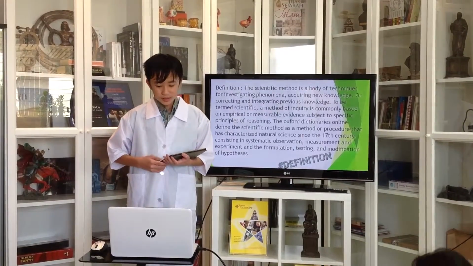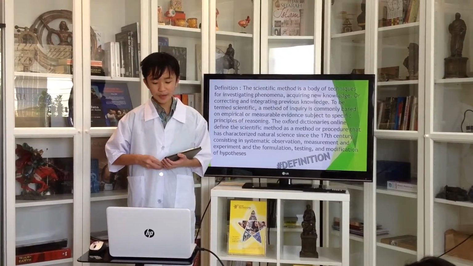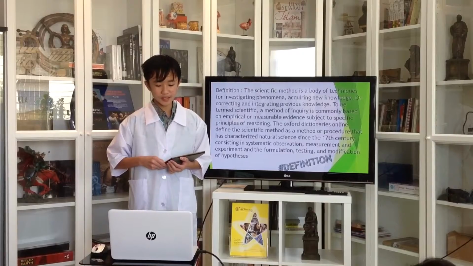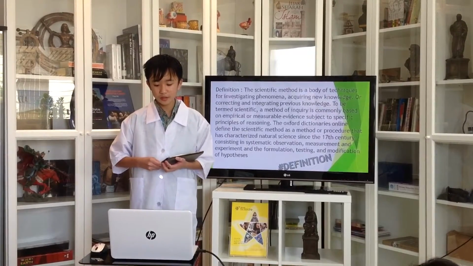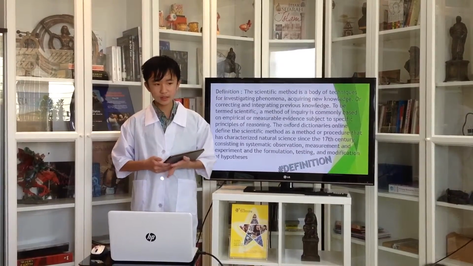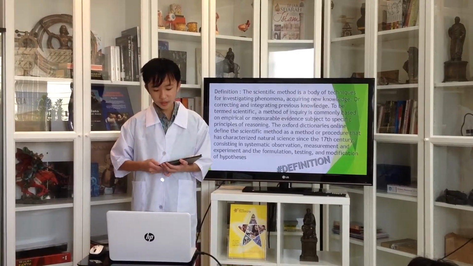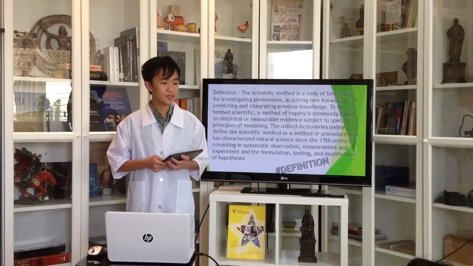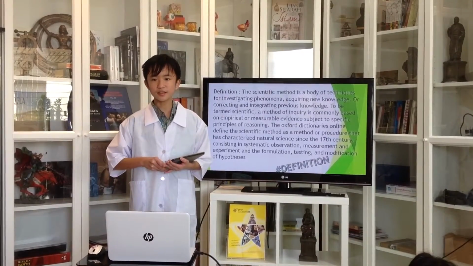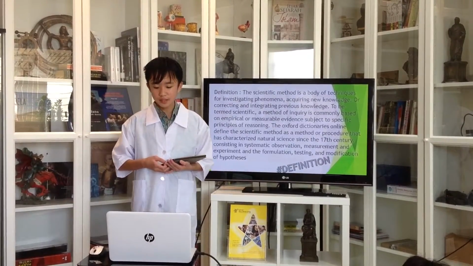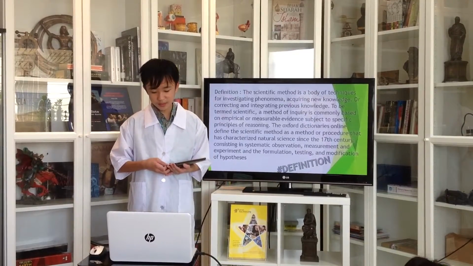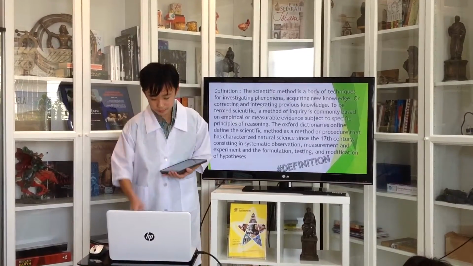So, the scientific method is a body of techniques for investigating phenomena, acquiring new knowledge, or correcting and integrating previous knowledge to be termed scientific. The scientific method has been used by scientists for over 300 years. It was first used in the 17th century.